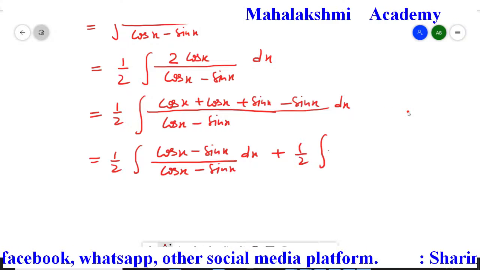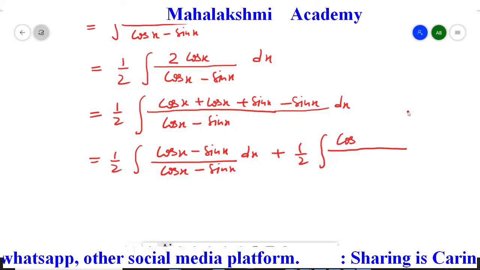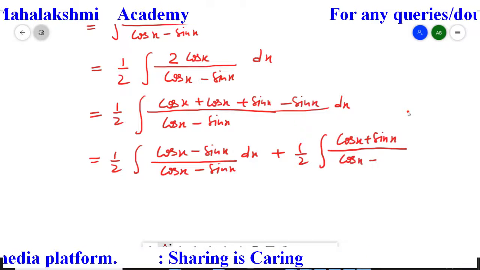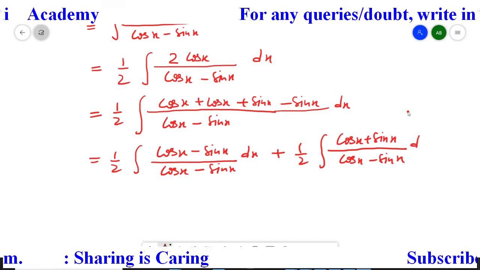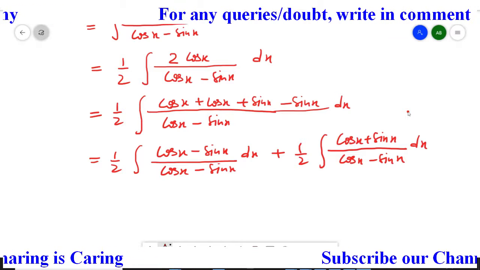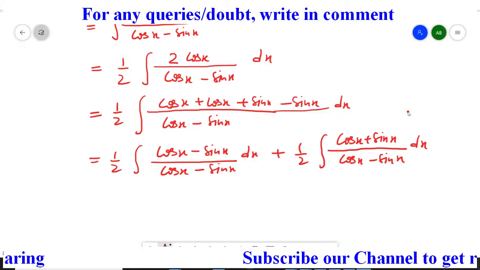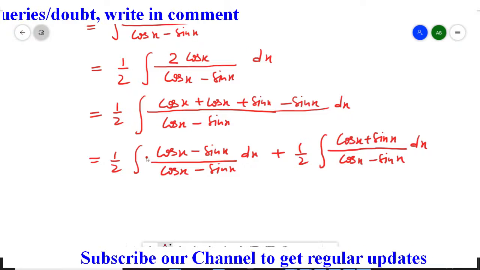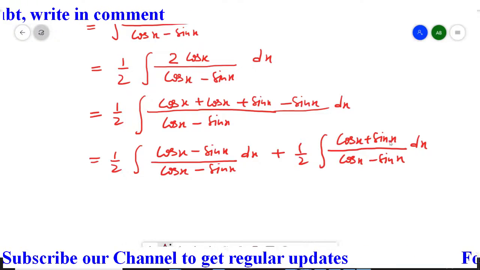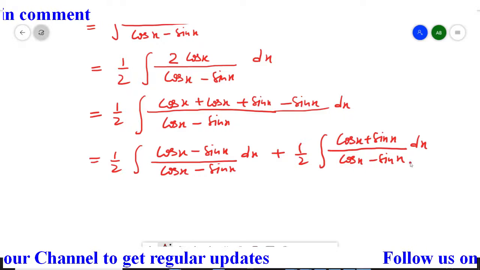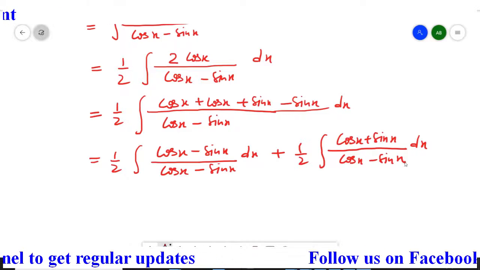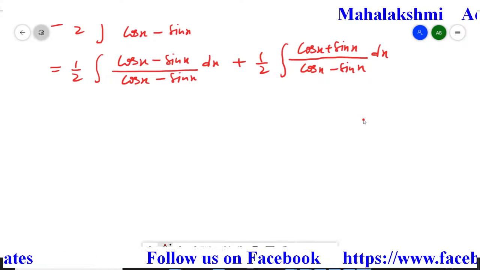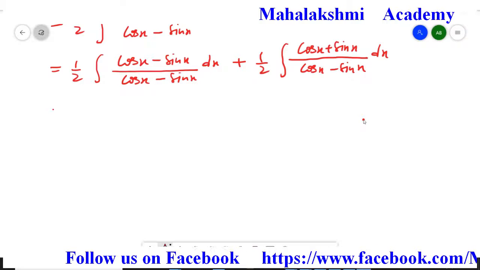So it's going to be cos x plus sin x, and in division cos x minus sin x and dx. Now here they are the same, so they will cancel. I mean this, they are the same, so they will cancel. So what is going to be here? Only 1. And here we need to do the substitution. I want to assume this denominator, that is cos x minus sin x, as t. So first I am going to simplify it.